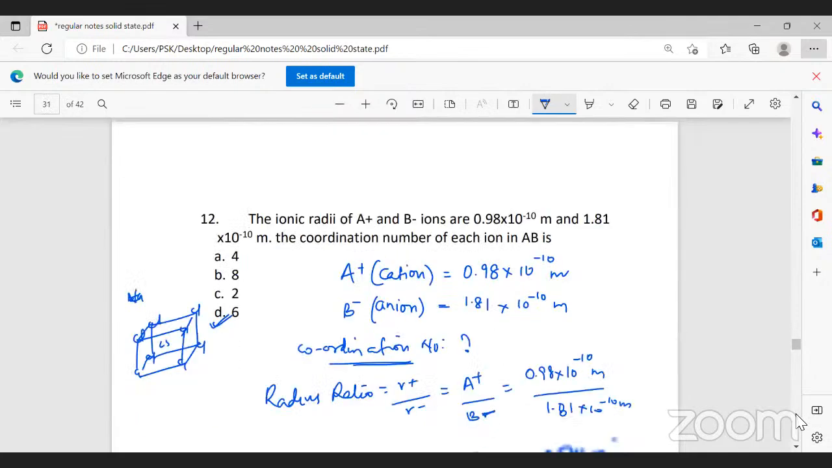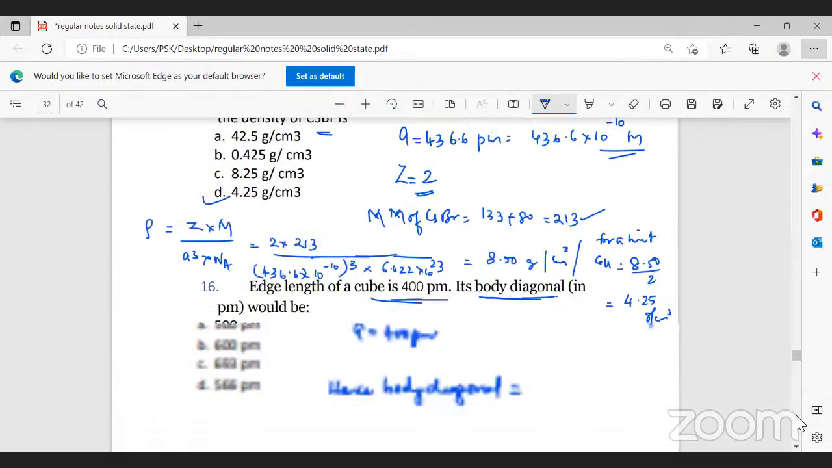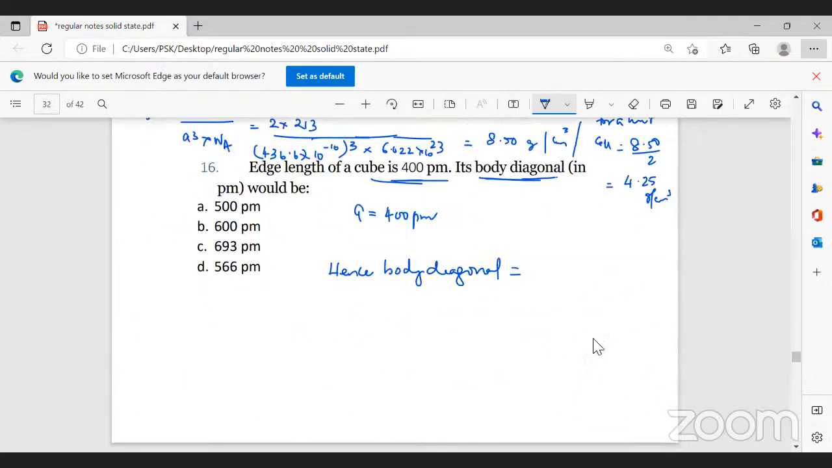The body diagonal will be square root of 3 into A. The edge length of a cube is 400 picometers. Its body diagonal is given by square root of 3 into A. Root 3 into A. What do you mean by body diagonal?